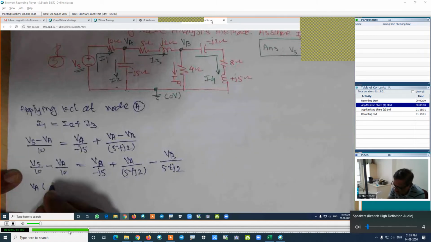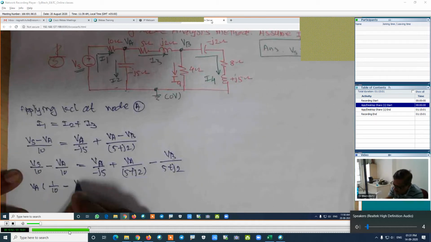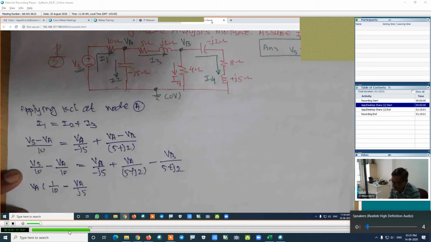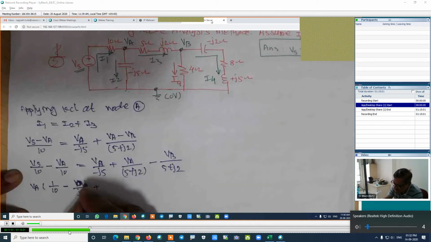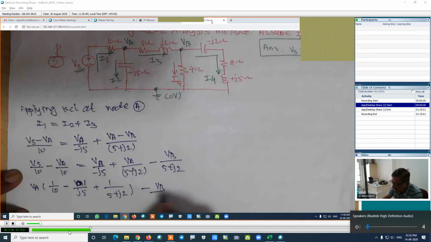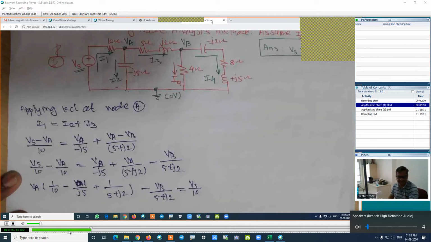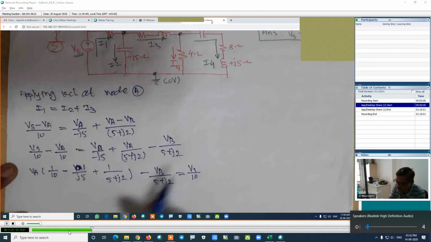Va is common. One value is 1 upon 10, this is plus. This is minus Va upon J5. Sorry, Va is common already. And this is 1 upon 5 plus J2. This is minus Vb divided by 5 plus J2, which is equal to the constant, and the constant is Vs upon 10. Now simplify this bracket and find out the value of this equation.